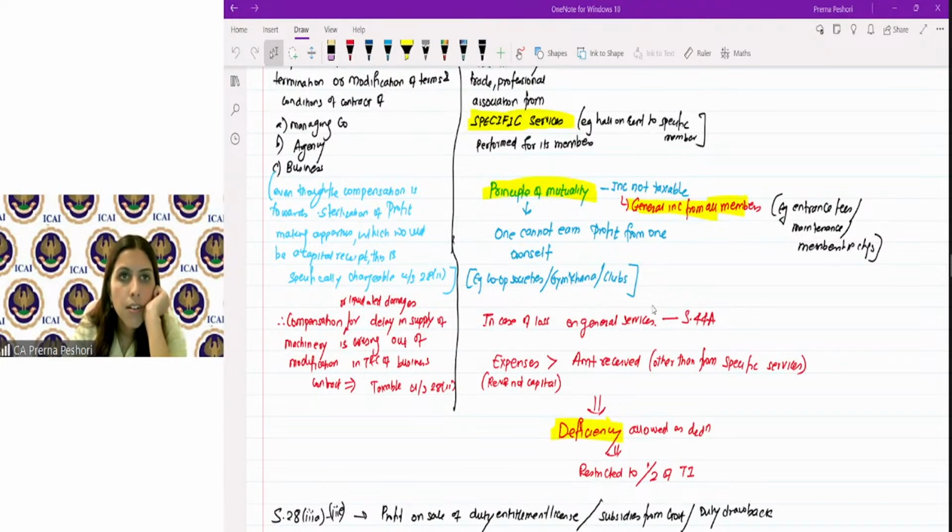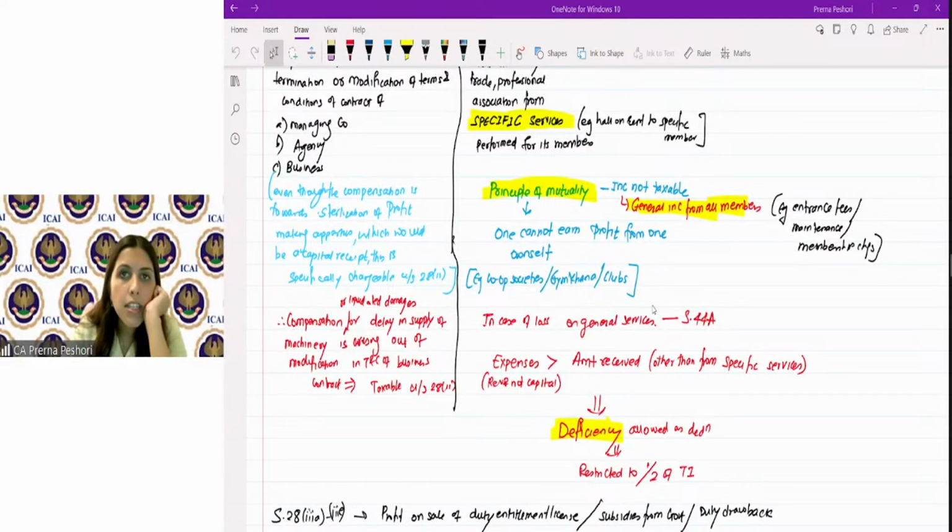Yes, students. Faster. What do you think, whether interest which is received by the club will be governed by the principle of mutuality? Yes or no? Yes, Geeta, you are correct.